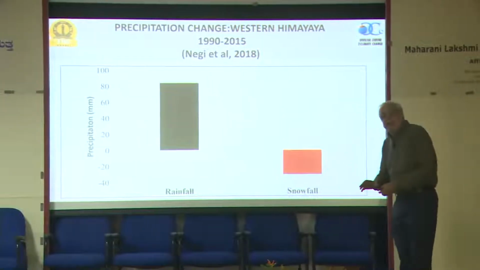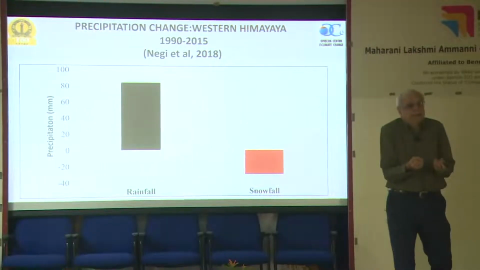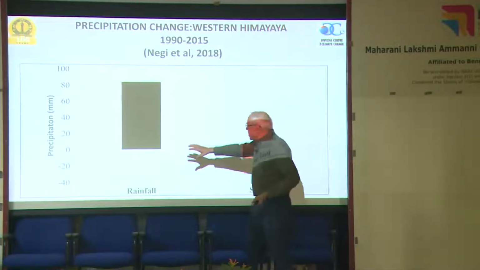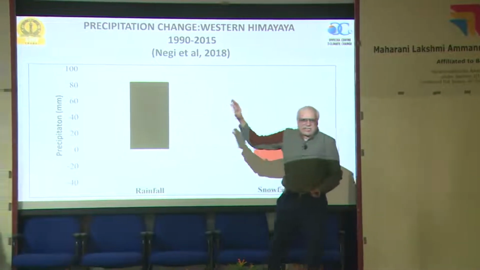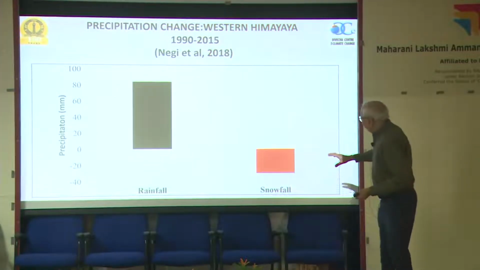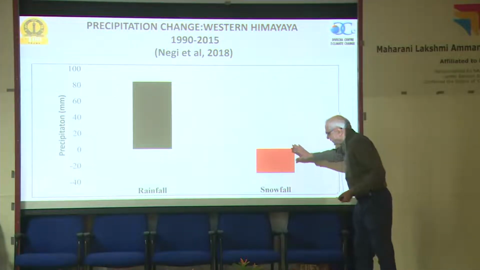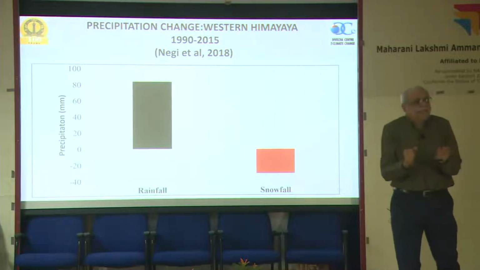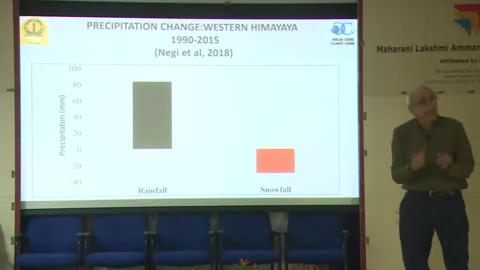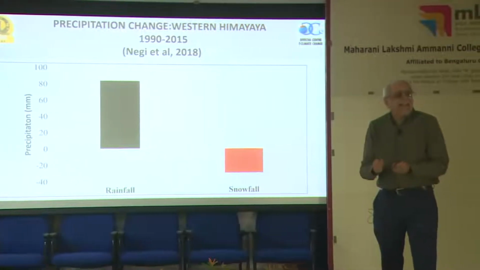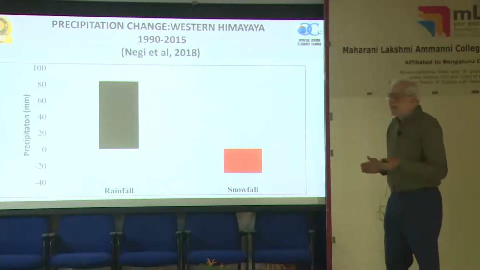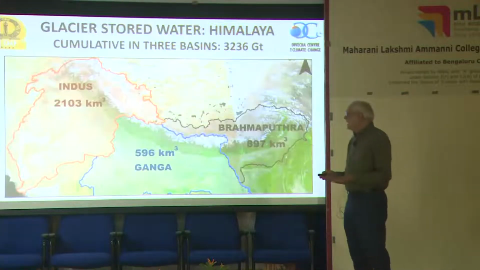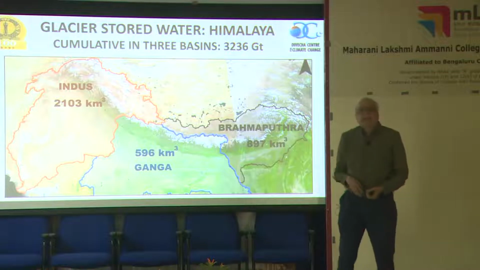In addition to that, there is also something else happening in the mountains. That means there is increasing precipitation in the form of liquid, which is rainfall, and there is decreasing precipitation in the form of snowfall. So there is actually no decrease in precipitation, but its solid component is reducing and its liquid component is going up. So all this is significantly going to affect the Himalayan cryosphere.